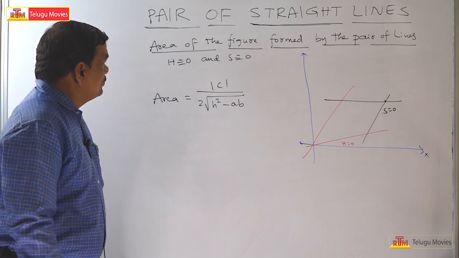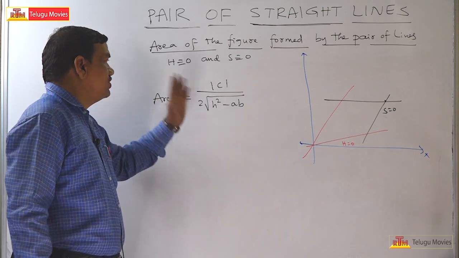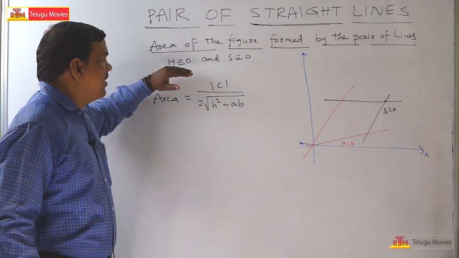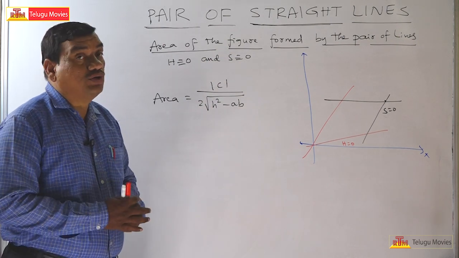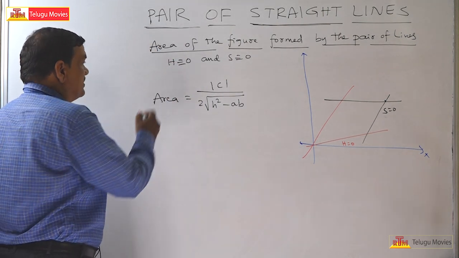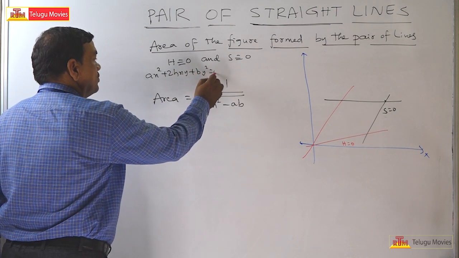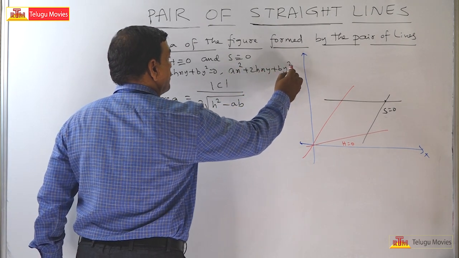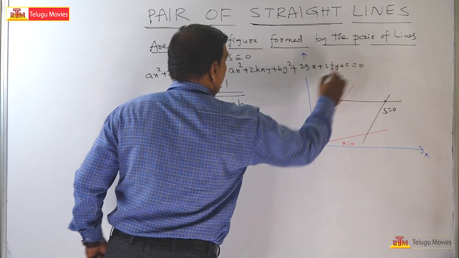Welcome to this concept. The concept is the area of the figure formed by the pair of lines H is equal to 0 and S is equal to 0. Always remember that the pair of lines represented by H is equal to 0 and S is equal to 0 are parallel to each other. The first pair of lines I am taking as ax square plus 2hxy plus by square is equal to 0. The second pair is ax square plus 2hxy plus by square plus 2gx plus 2fy plus c is equal to 0.